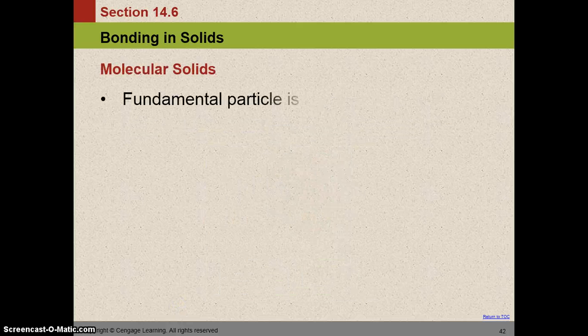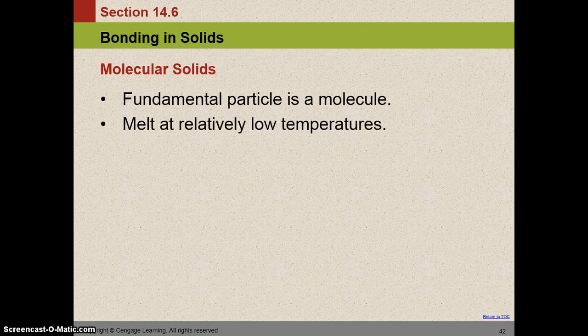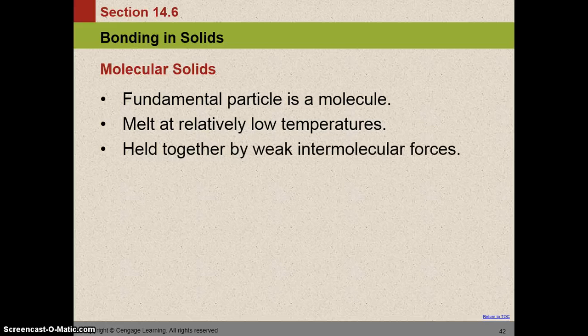On the other hand, if we have a molecular solid, the fundamental particle is a molecule, and those tend to melt at relatively low temperature. An example of this would be table sugar. If you're not careful, you actually can scorch sugar when you go to melt it. So molecular solids have low melting temperatures, and they're held together by weak intermolecular forces, which allows them to have a lower melting temperature.